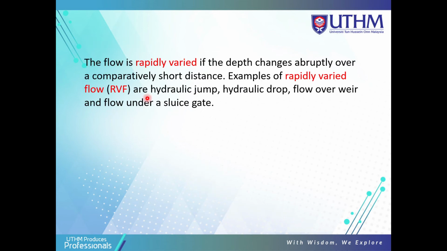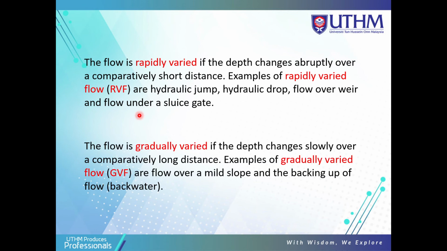The flow is rapidly varied if the depth changes abruptly over a comparatively short distance. Examples of rapidly varied flow are hydraulic jump, hydraulic drop, flow over a weir and flow under a sluice gate. We will cover rapidly varied flow in topics 3, 4 and 5, with topic 3 covering hydraulic jump. Gradually varied flow is when the depth changes slowly over a comparatively long distance. Examples of gradually varied flow are flow over a mild slope and the backing up of water, or backwater.